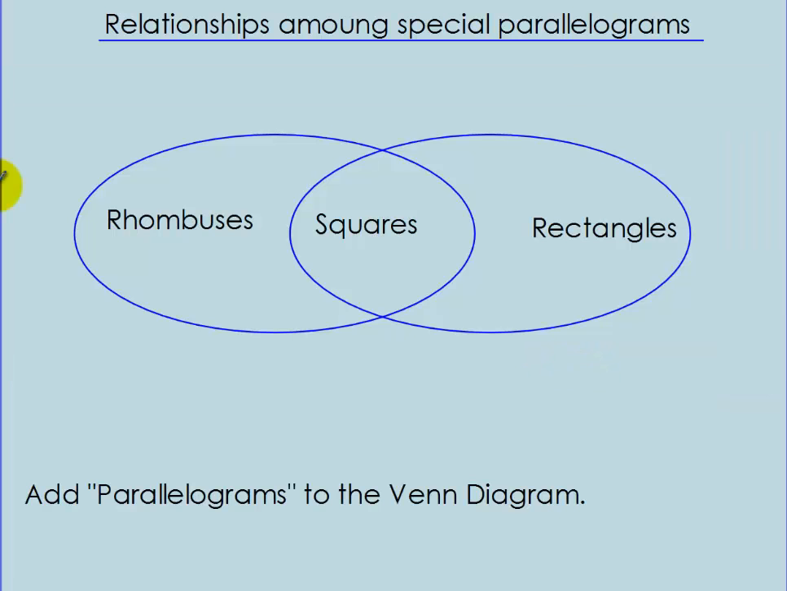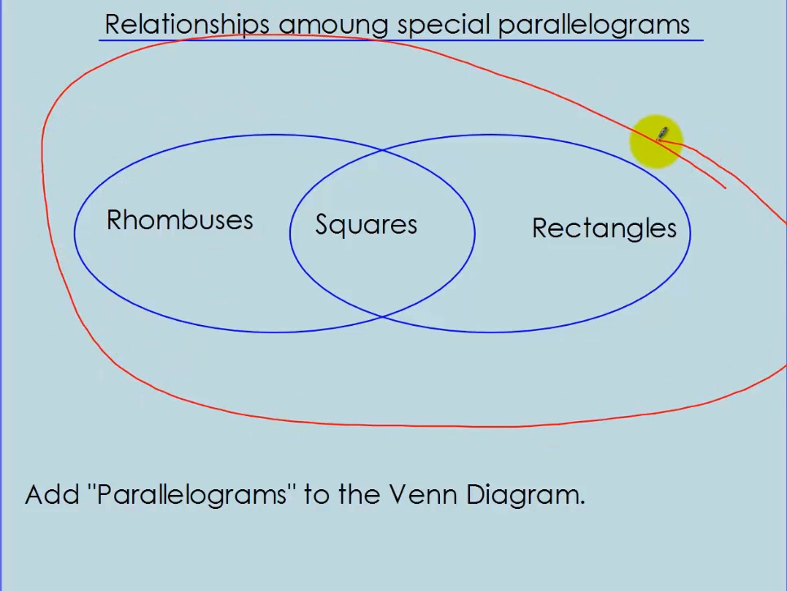If I write this as a Venn diagram, this is what it would look like. You have rhombuses here, rectangles here, and squares in the middle. An overall circle surrounding this, parallelograms, would cover everything. So these are all different types of parallelograms.